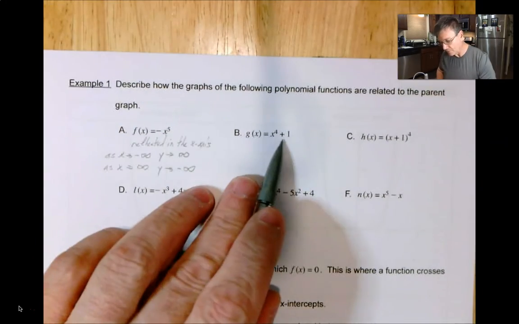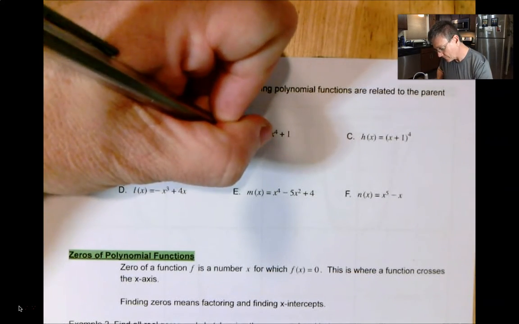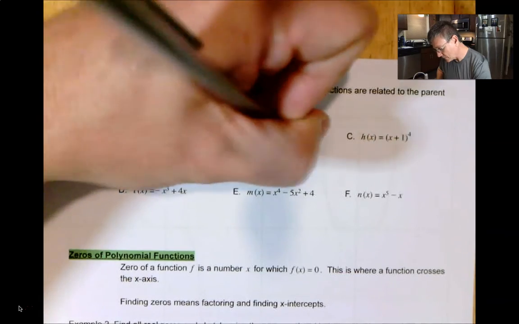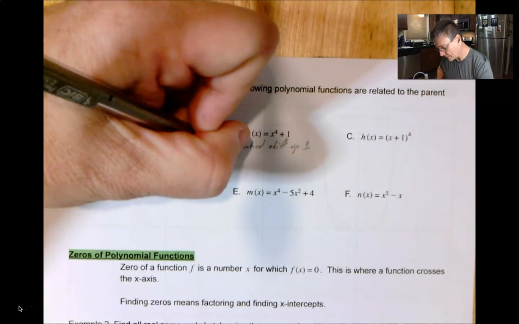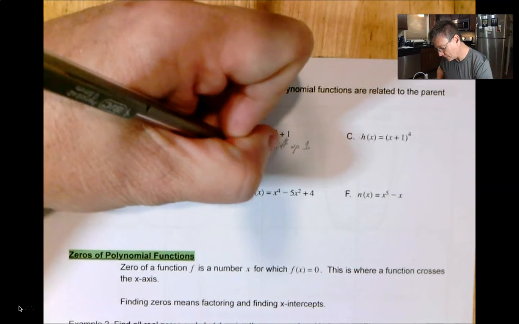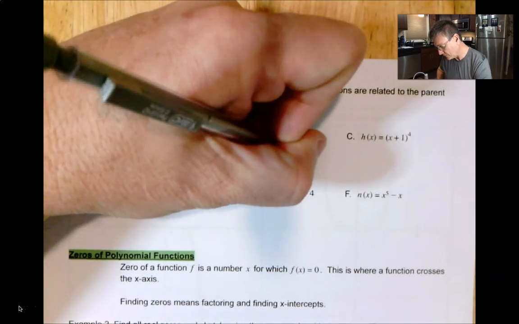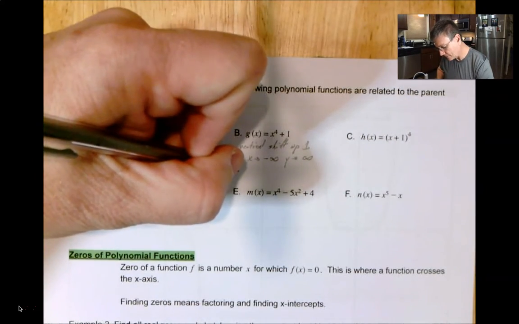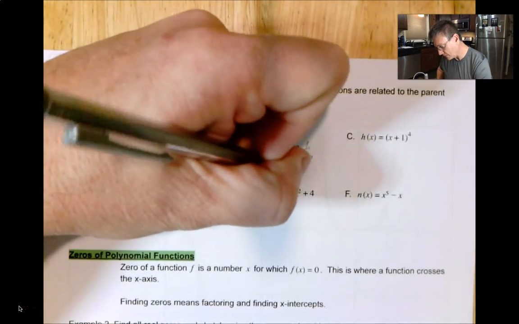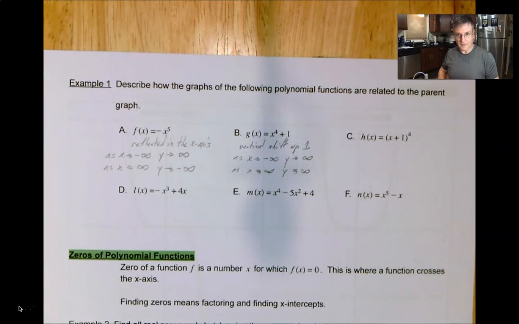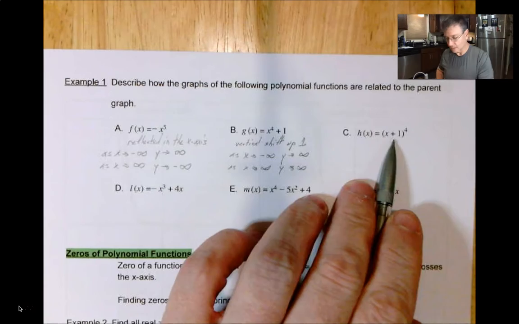B, we have a vertical shift, up 1. And as x goes to negative infinity, y goes to positive infinity. As x goes to positive infinity, y goes to positive infinity. Up left, up right.